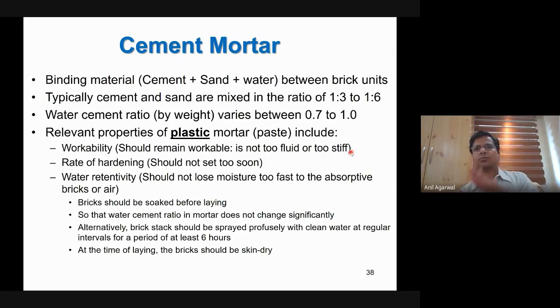is that as soon as you put the mortar on, bricks have pores, right? And capillary action comes into play. As soon as you put mortar on bricks, they will start to absorb the water from the mortar, and as a result, the mortar will become dry. So to prevent that, we are required to soak bricks in water for a significant amount of time.